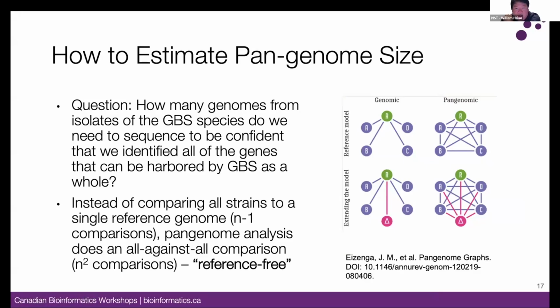So the question posed initially by Tettelin et al. was how many genomes from isolates of the group B strep species do we need to sequence to be confident that we identify all of the genes that can be harbored by this species as a whole, right? So instead of comparing all strains to a single reference, as you see in this diagram here, pangenome analysis does an all against all comparison, seen on the right side here. And this is what is referred to as reference-free. You no longer rely on a single reference.